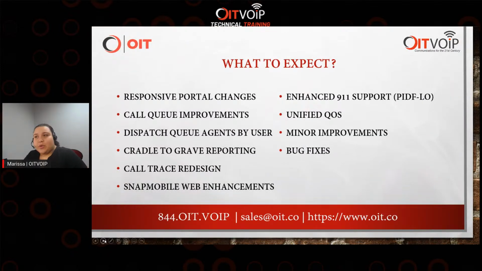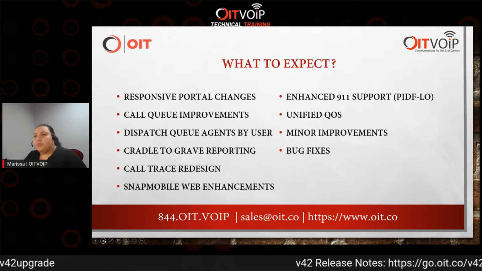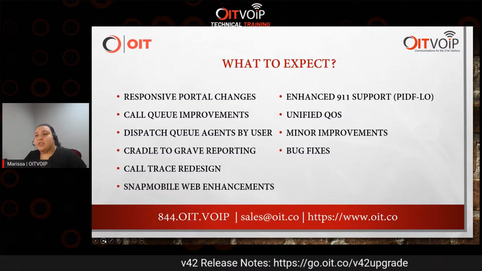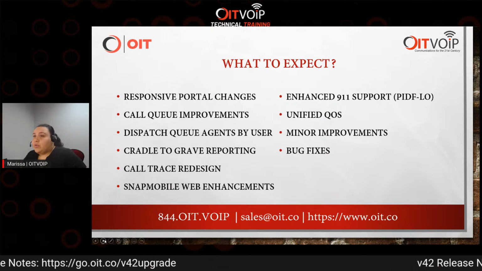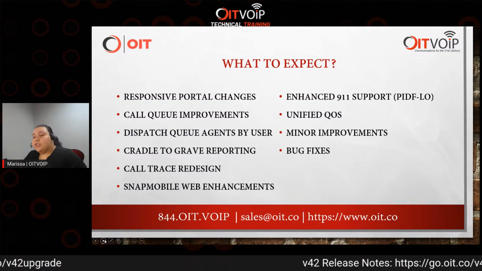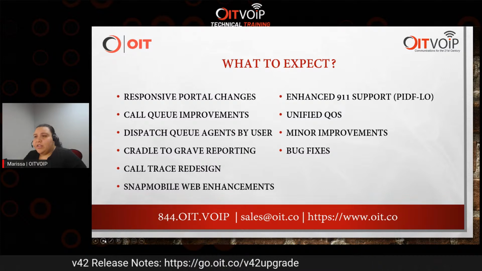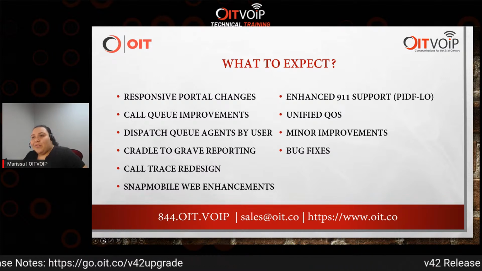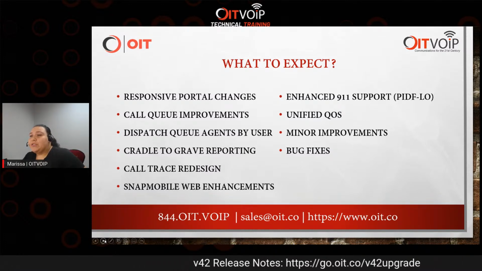So a couple of things that we're going to be talking about today for the version that is coming up, version 42. One of the coolest features, in my opinion, is of course responsive portal changes, seeing how it's changed in terms of responsiveness for different screen sizes, mobile accessibility, things like that. Call queue improvements, and that goes over not just statistic improvements, but also actually being able to view the reports as a supervisor or an agent.